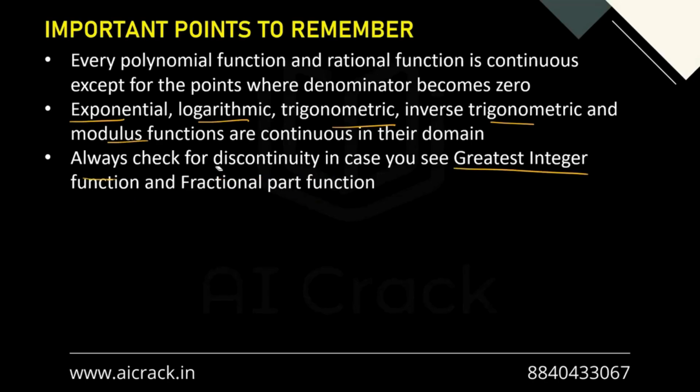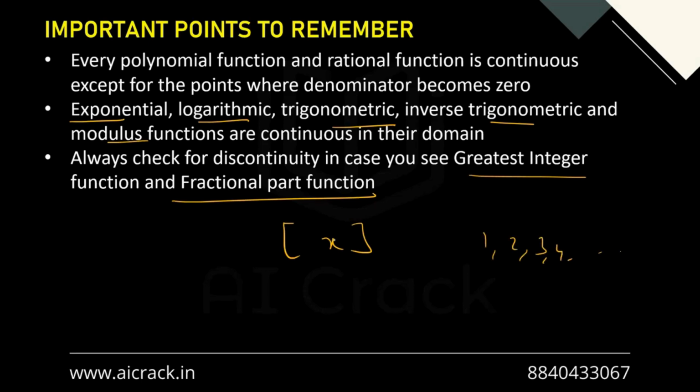functions. So whenever you see an integral point in case of GIF functions and fractional part functions, you have to check for the discontinuity. For example, let's take x, GIF of x. In this case we'll be checking at 1, 2, 3, 4 and so on, basically all the integral points. Let's say we have GIF of x square. In that case, we'll be checking at 1, root 2, root 3, 2, and so on, right?